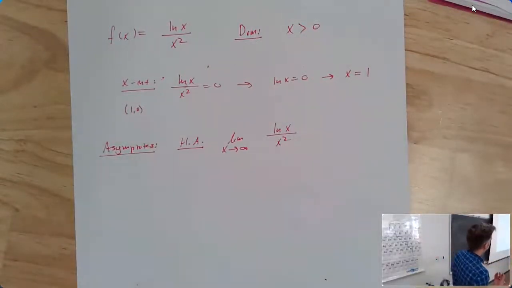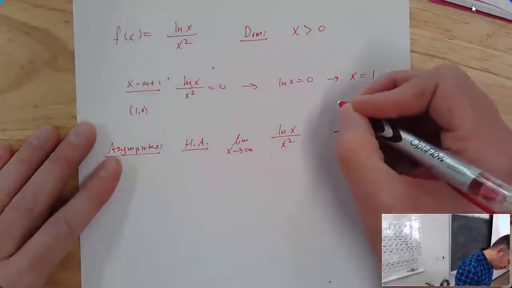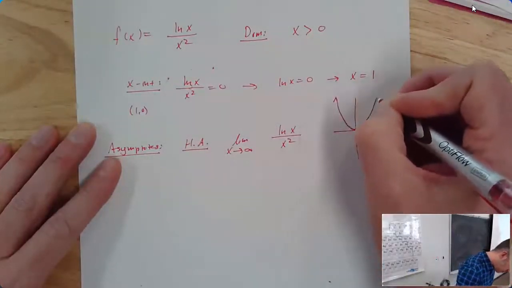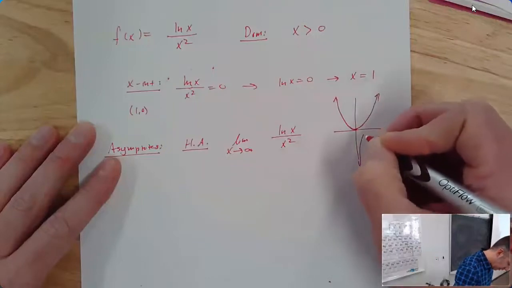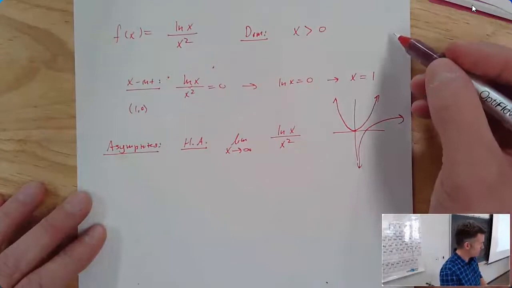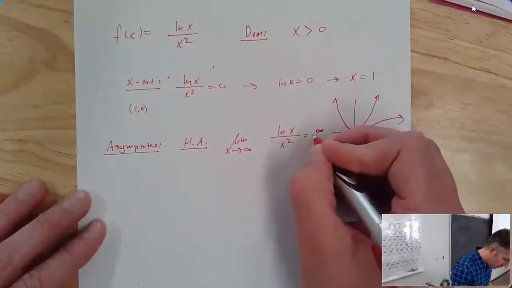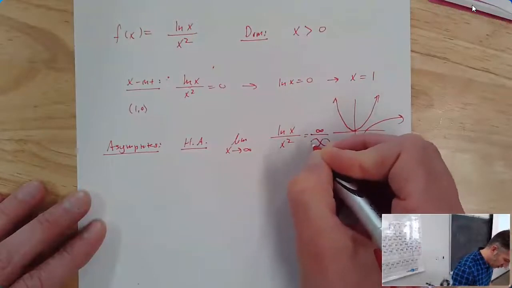So let me ask you all, which function grows more rapidly? y equals x squared or y equals natural log of x? x squared. But think about the graphs of them. x squared looks like this, whereas natural log of x looks like this. x squared is way, way bigger than natural log of x is. So we really have a tiny infinity over a much, much bigger infinity.